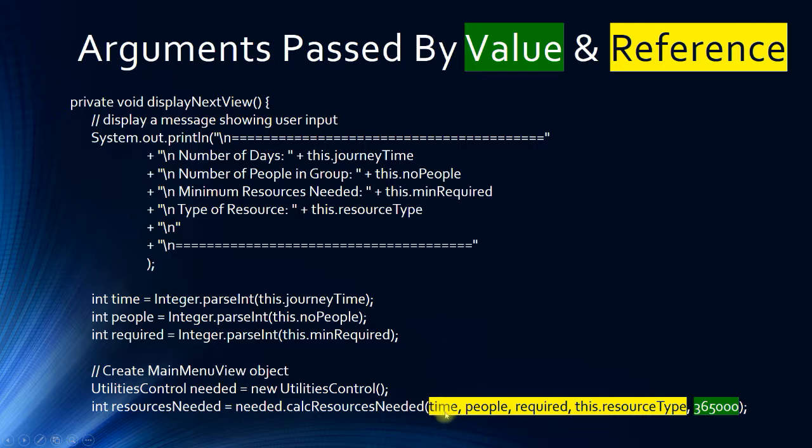And also you can see in this example, highlighted in yellow, time, people, and required are all local function variables. And this .resource type is a class level variable passed by reference.